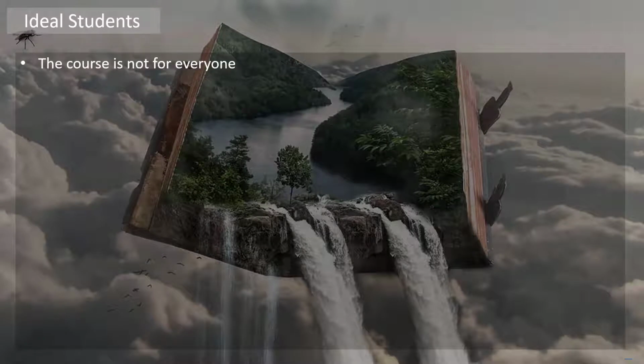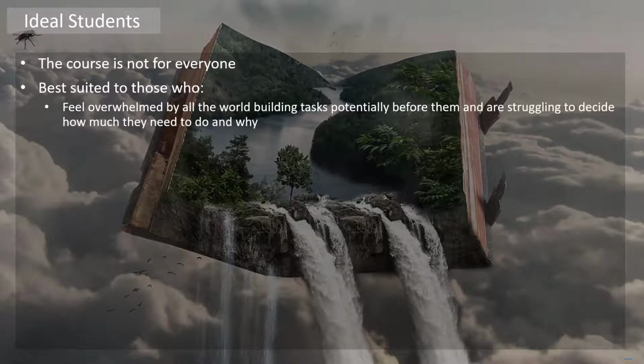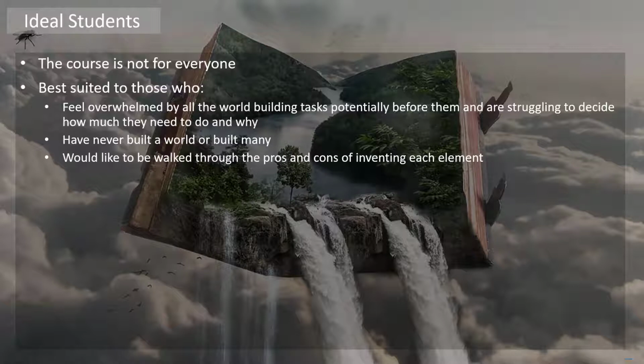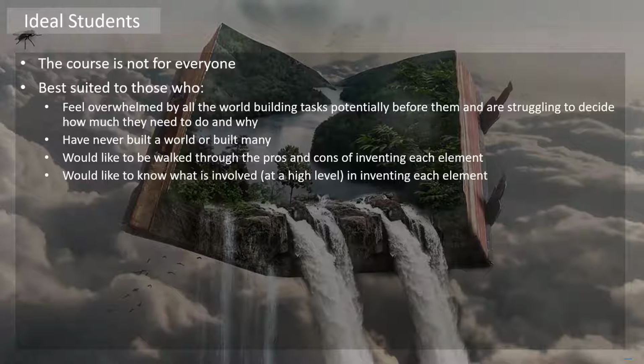The course is not for everyone. It is best suited to those who feel overwhelmed by all the world-building tasks potentially before them and are struggling to decide how much they need to do and why. It's also for those who have never built a world or who have built many. And if you would like to be walked through the pros and cons of inventing each element. And if you would like to know what is involved at a high level in inventing each element.